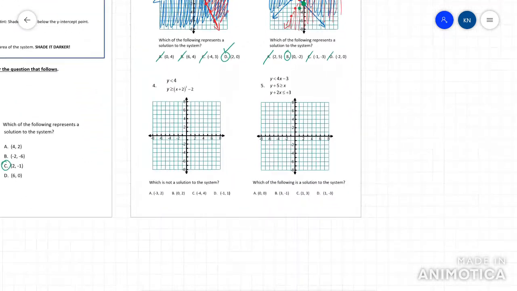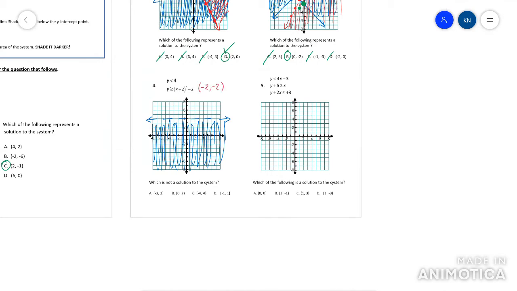All right, looking at these last two. y is less than 4. That's a horizontal line at 4. It's dotted because you don't have the or equal to. And it's less than, so it's everything below that line, like all of this. Okay. Now the next one's a quadratic with a vertex of (-2, -2) and an a value of positive 1.